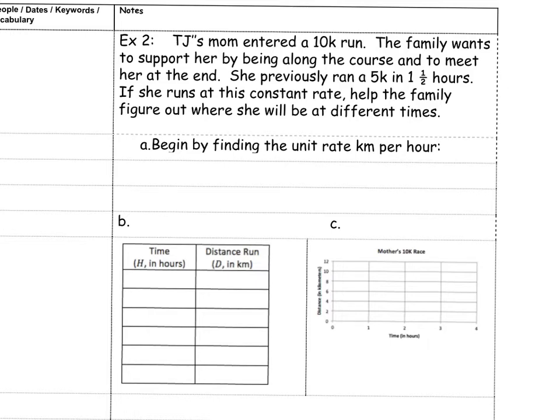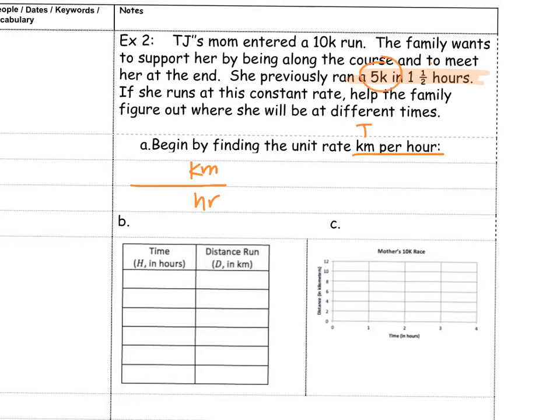So looking at example 2, TJ's mom entered a 10K run. The family wants to support her by being along the course and to meet her at the end. She previously ran a 5K in 1 1/2 hours. If she runs at this constant rate, help the family figure out where she will be at different times. Now, because we don't have a table to look at, we're going to figure out our unit rate first. And we're looking at kilometers per hour. So kilometers goes on top. Per hour is on the bottom.